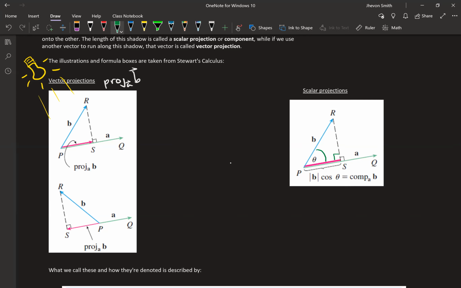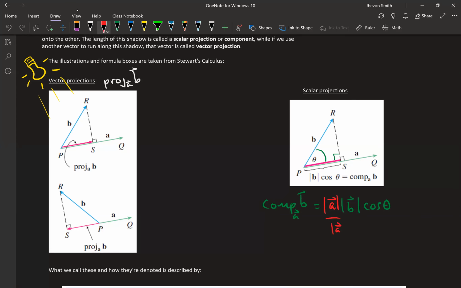Now, of course, let's talk about the component here for a second. If I look at the component of B onto A, that is going to be the magnitude of B cosine theta. But here's what you notice you can do. To write this a little nicer, to have a nice formula for this guy, what I can do is multiply and divide by the magnitude of A.